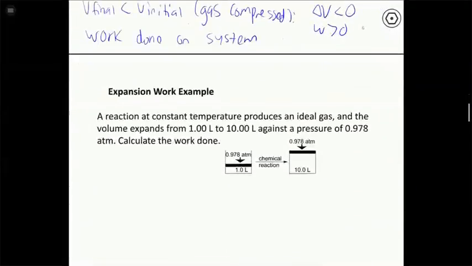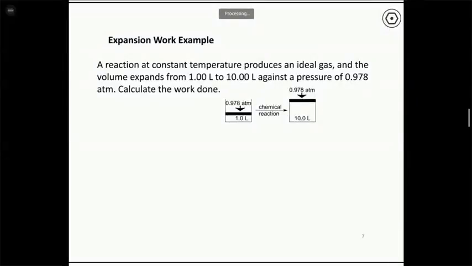So let's say we have a reaction at constant temperature and it produces a gas, and the volume expands from 1 liter to 10 liters against a constant pressure of 0.978 atmospheres. So a picture of this is that this black line here is sort of the movable ceiling of our container. The gas starts out at a volume of 1 liter, and then during the chemical reaction it expands and it ends up with a final volume of 10 liters. And we want to know what's the work done by the gas during this process.